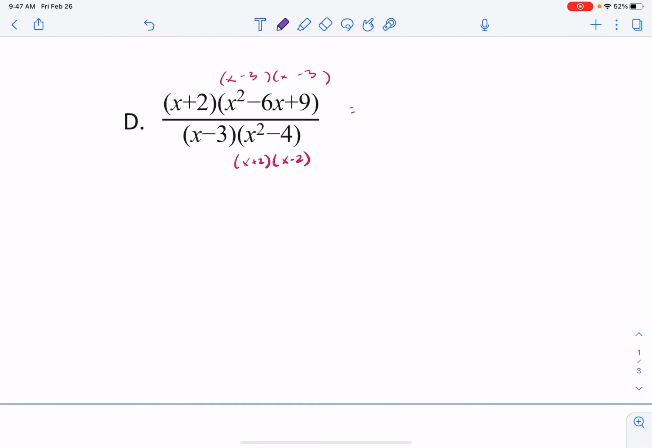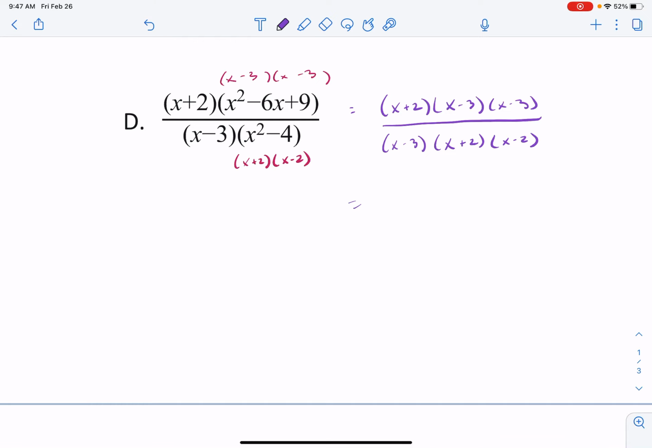So I can rewrite this to be x plus 2 times x minus 3 all over x minus 3 times x plus 2 x minus 2. Let's do some canceling. We can get rid of the x plus 2's and an x minus 3. So we're just left with x minus 3 over x minus 2.